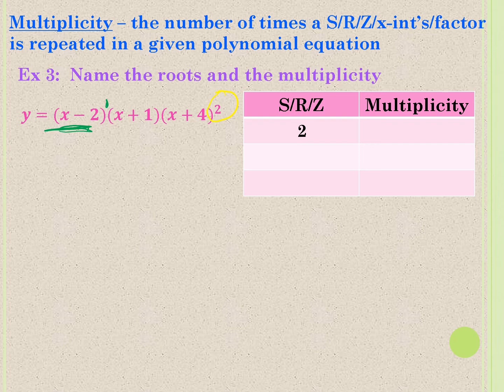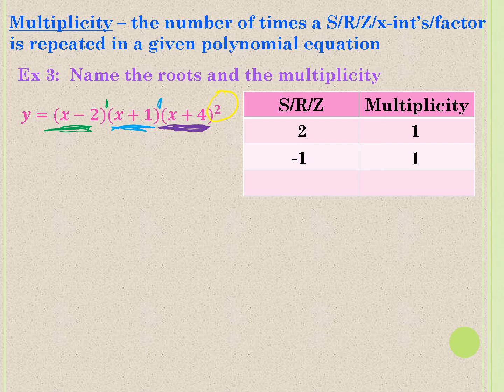So that means that root or that factor only appears once in your equation. Let's look at our next one. Our next one is x plus 1. So if our factor is x plus 1, that means our root is negative 1. And what's its multiplicity? Well, it's got an understood 1. So understood 1 means it only shows up once. So that's its multiplicity.